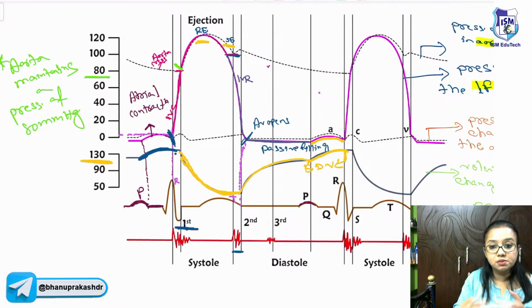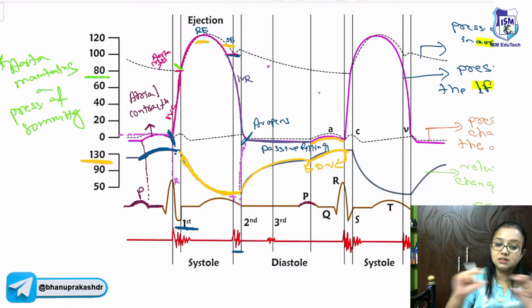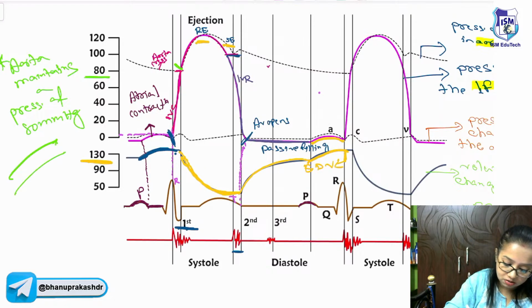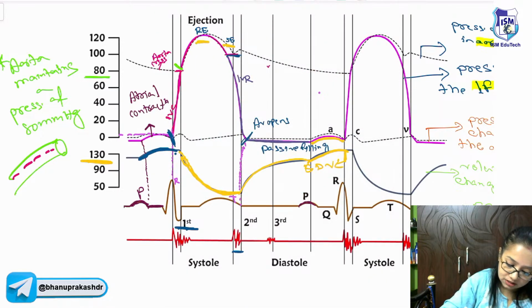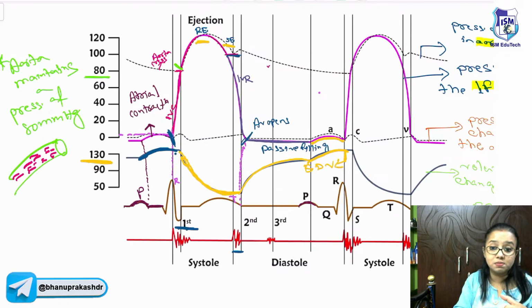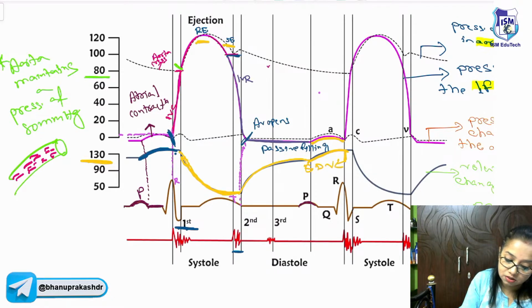Why does it maintain? Because even after ejection, there is always a certain column of blood present in the aorta. Aorta is a blood vessel. It has got smooth muscle. So, the smooth muscle in the aorta always squeezes that little bit of blood. And that is the reason why the pressure in the aorta never becomes less than 80. Okay.